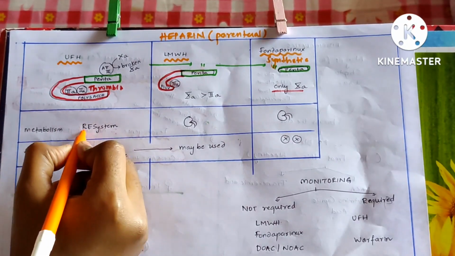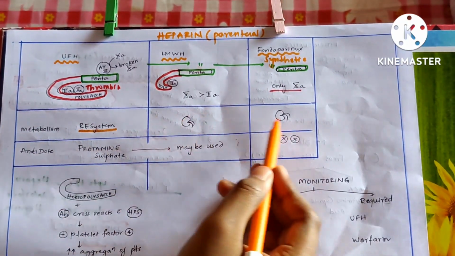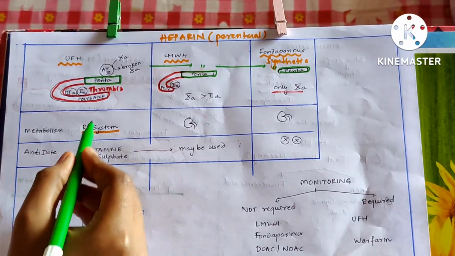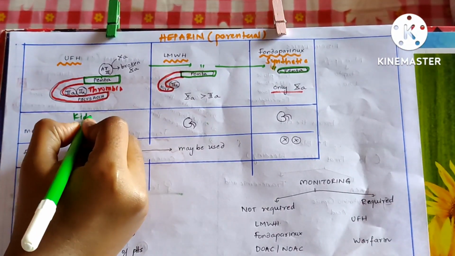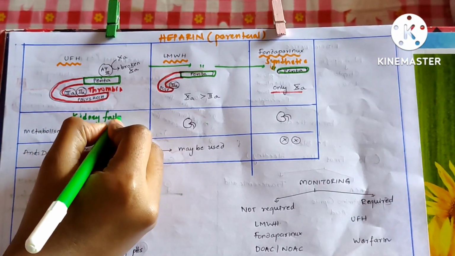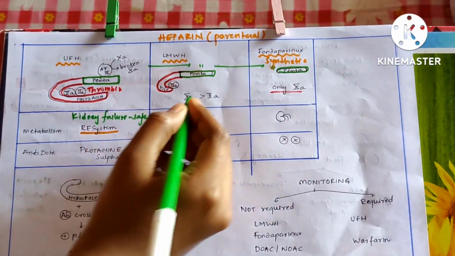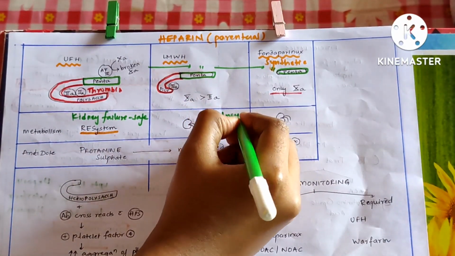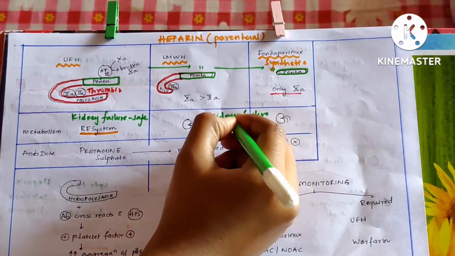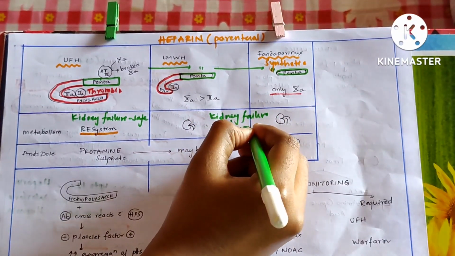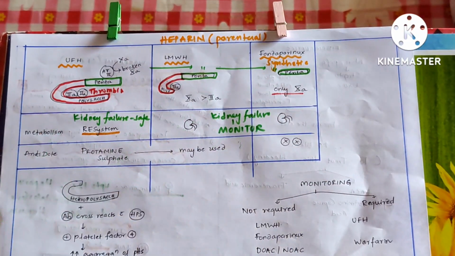Coming to the metabolism point, unfractionated heparin is by the reticuloendothelial system, whereas low molecular weight heparin and fondaparinux are excreted via the kidney. So in kidney failure patients, UFH can be given safely. Whereas in kidney failure patients, these drugs, that is low molecular weight heparin and fondaparinux, need to be monitored.